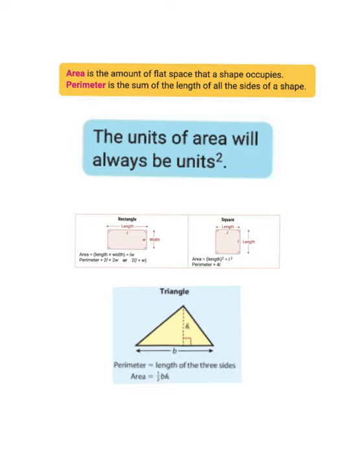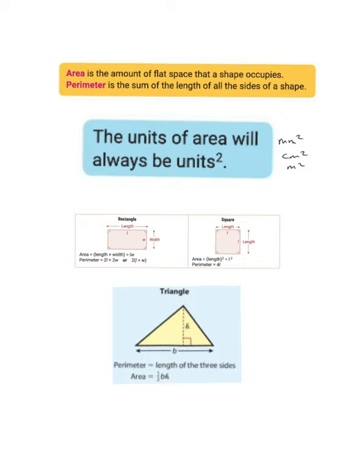Now, the units of an area will always be units squared. So just say they give you the dimensions of a rectangle and they were in millimetres, then when you're writing the area, it'll always be in millimetres squared, centimetres squared, or metres squared. For a perimeter, you don't have the square, it's just millimetres, centimetres, or metres, whatever units they give you.